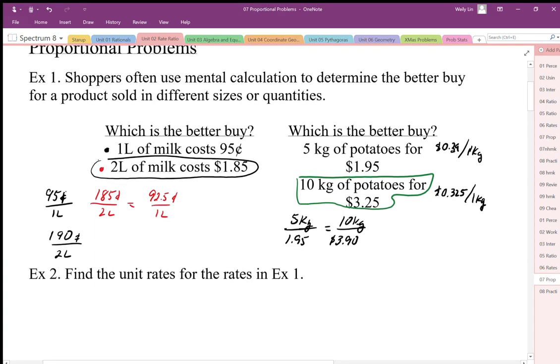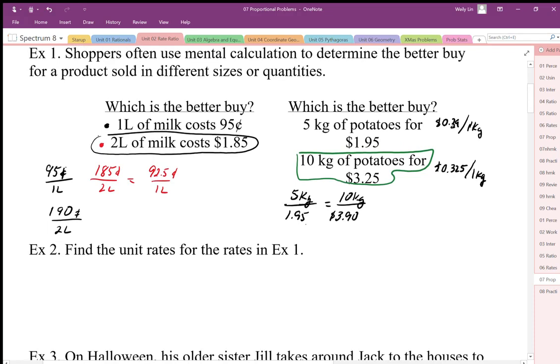So here we found we can compare the rates as equivalent quantities. Here 2 liters to 2 liters, here 10 kilograms to 10 kilograms. We could also compare the unit rates. So we've calculated the unit rates here. So this is 95 cents for 1 liter, and 92.5 cents for 1 liter.